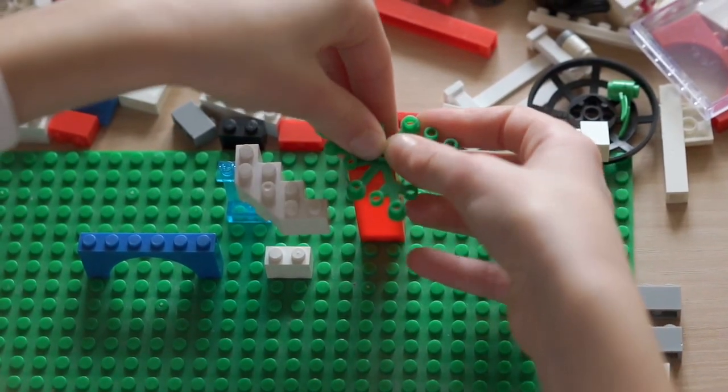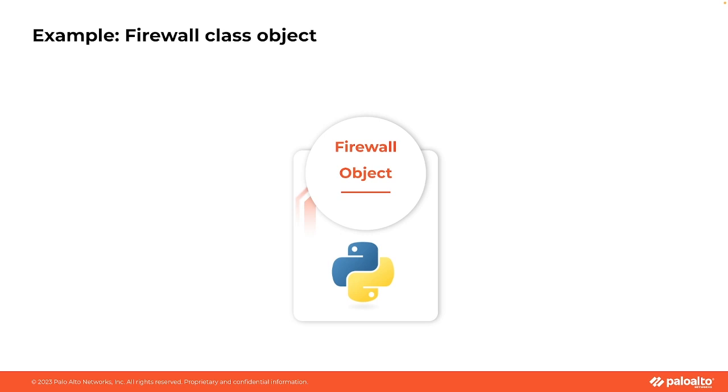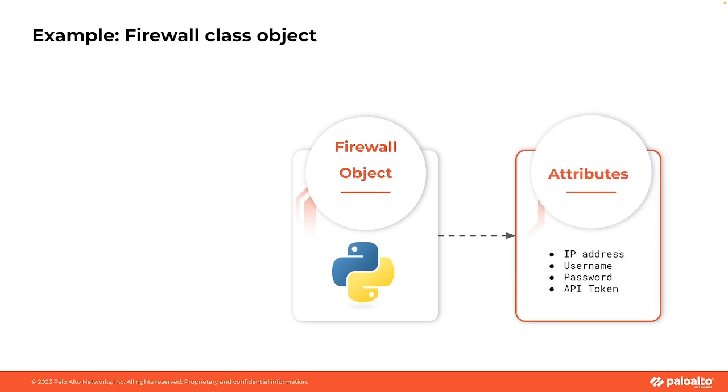In the context of PanOS Python, we're dealing with classes that represent the different components of a Palo Alto Networks ecosystem, such as firewalls, Panorama, security policies, network interfaces, address objects, and very much more. Each one of these classes has its own set of attributes and methods. An attribute, again, is a characteristic or a property of that object. For example, a firewall object might have attributes like its IP address, username, password, API token, etc.